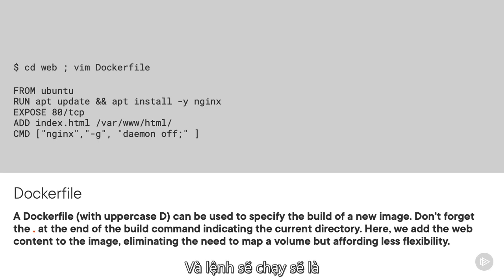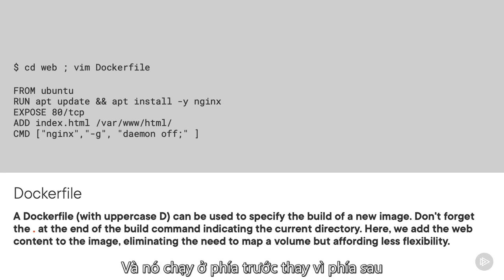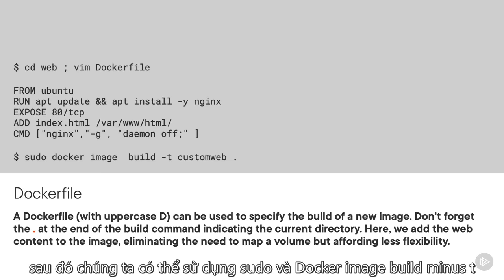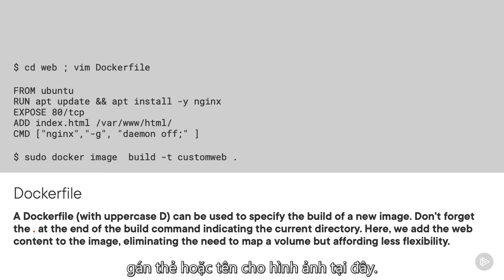And the command that is going to run is going to be the Nginx command itself. And it's running in the foreground rather than as a background service because it's the command that runs when the container starts up. With the Dockerfile in place, we can then use sudo and docker image build, -t assigning the tag or name to the image.